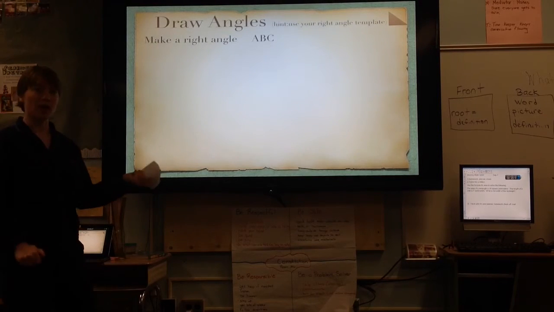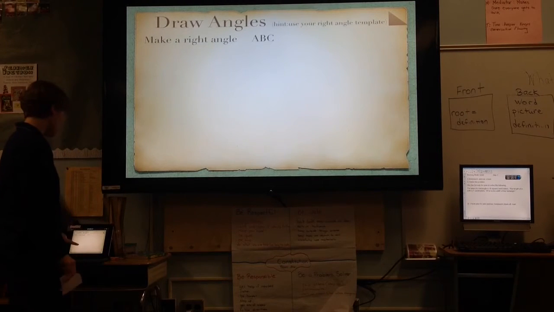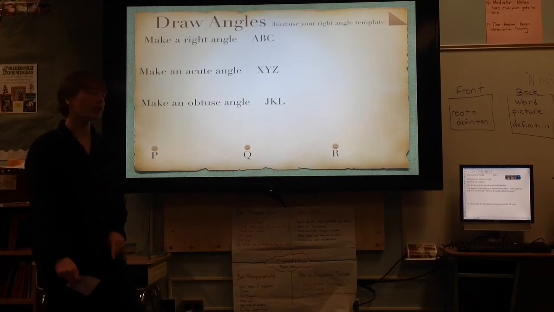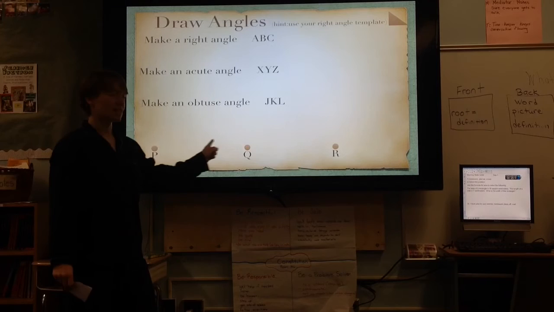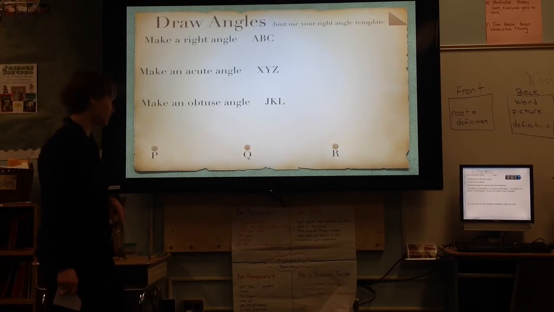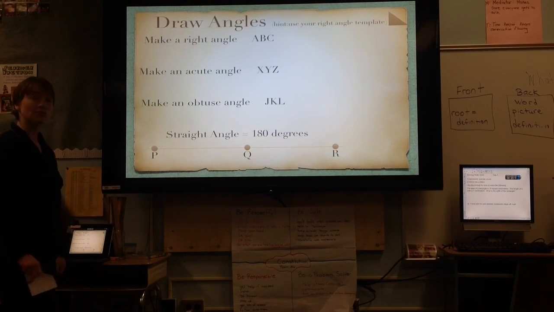In class, we're going to practice making different angles and labeling them. We're making a right angle ABC, acute XYZ, obtuse JKL, but then I want you to look at this angle. I mentioned it earlier. It is made up of 3 points, and it's going in a straight line, which means it's a straight angle. And it equals 180 degrees.